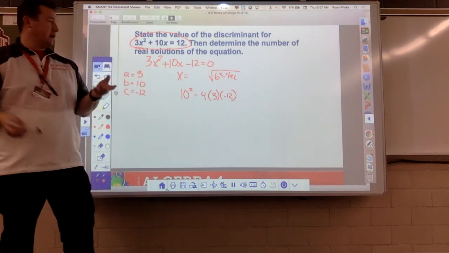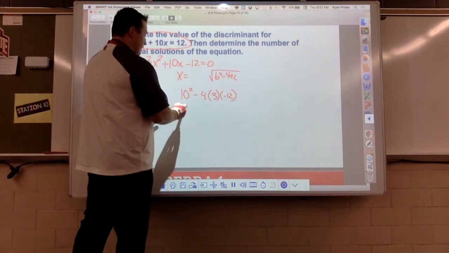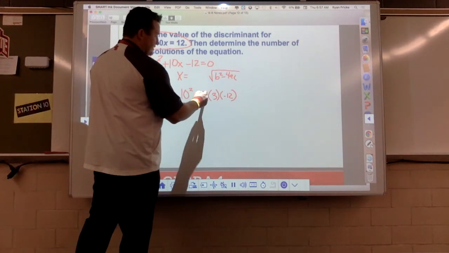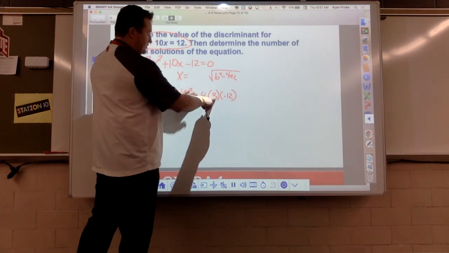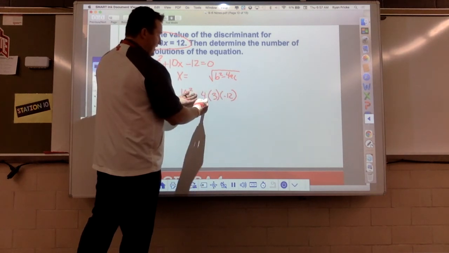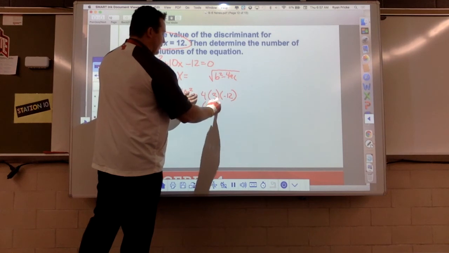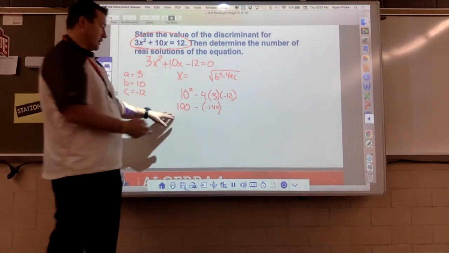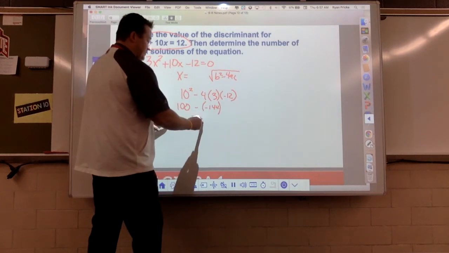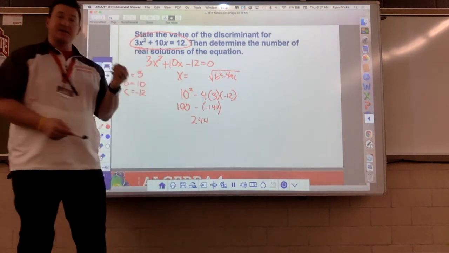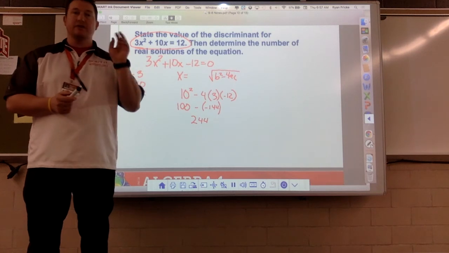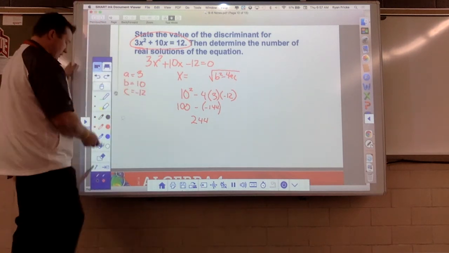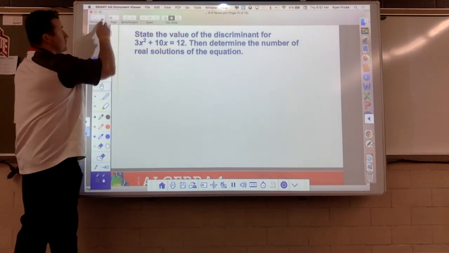Okay, again, be careful with these calculations. This is going to turn into 100. This is going to turn into what? 4 times 3 is 12. 12 times negative is negative 144. What kind of number are we going to get here? We're going to get a positive number, 244, if my mental math is correct. And a positive number means what, guys? That's right, it means 2 answers. Okay? Good to go.